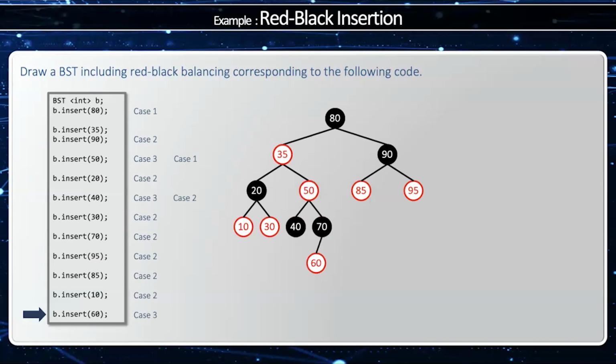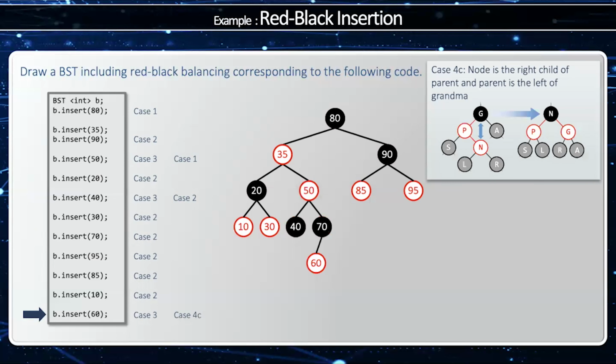Now, notice 50's parent is 35 and it's red, and notice 50's aunt is 90, which is black. But my grandma is black too. So what's this going to be? This is actually going to be case 4C. So I'm going to put 4C on the screen here. Now, once again, I'm going to pause the video here and see if you can balance it from here.